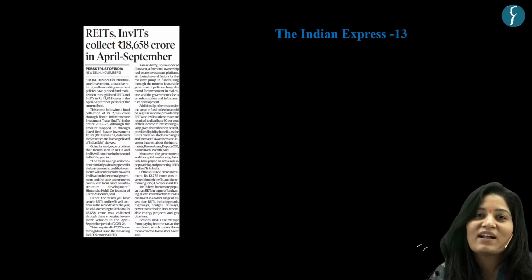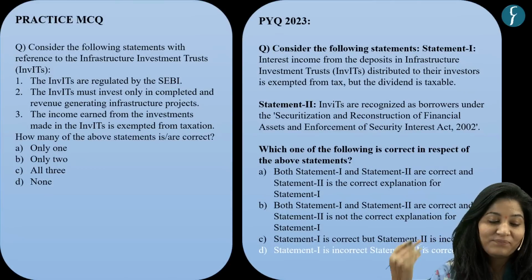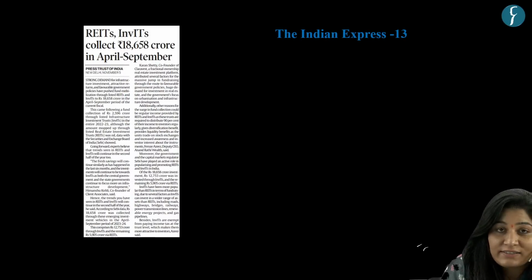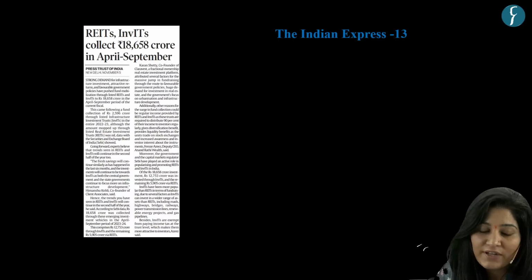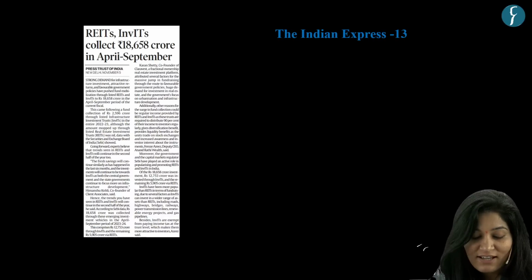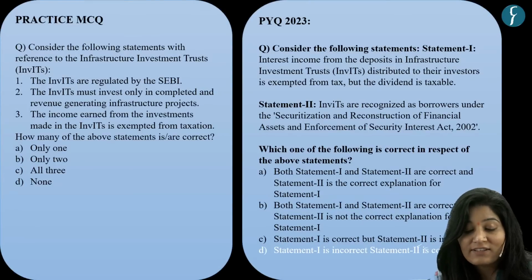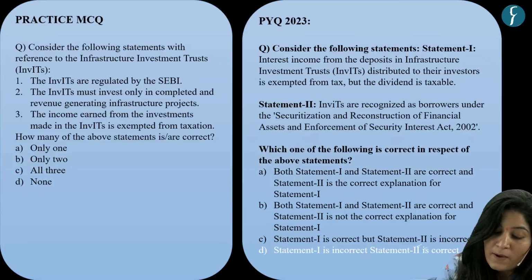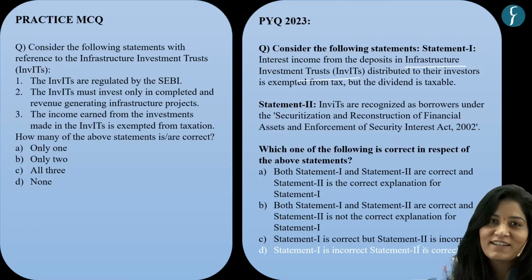Now, let's come to our last pre-pointer, which is based on this news article. Context is that Infrastructure Investment Trust collects rupees 18,658 crore in April and September. Now, UPSC has been asking questions based on resource mobilization. Like in 2023, they framed a reasoning assertion based question on the same Infrastructure Investment Trust, that is InvITs. Okay. So now, here you have to find out the correct statements.